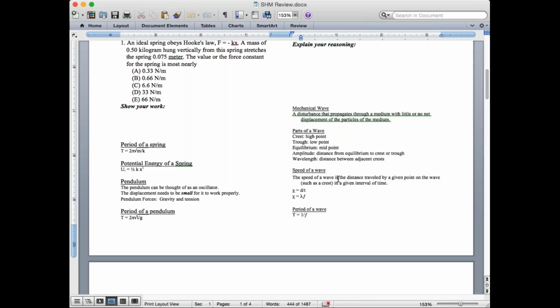Wave speed, the speed of a wave, is the distance a given point on a wave, such as a crest, travels in a given interval. Velocity is distance over time, or velocity is equal to wavelength times frequency.